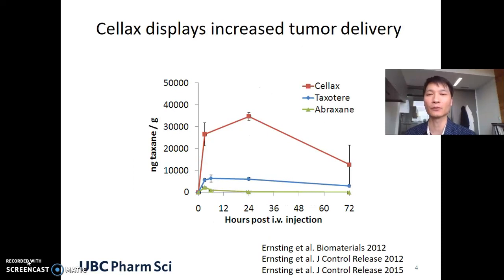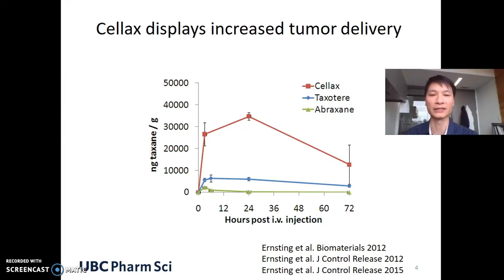So the first data I want to show you is how efficient the delivery is by Cellax. This is looking at the delivery of taxane to a tumor. The y-axis is the taxane amount in the tumor, and the x-axis is the time after injection. And we compare three formulations. The first one, red line, is our formulation Cellax. Blue line is Taxotere, the taxane drug dissolved in a formulation containing detergent and solvent. So it's not very friendly to the human body.